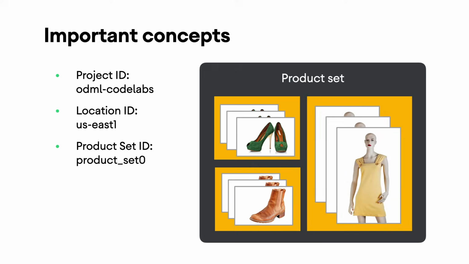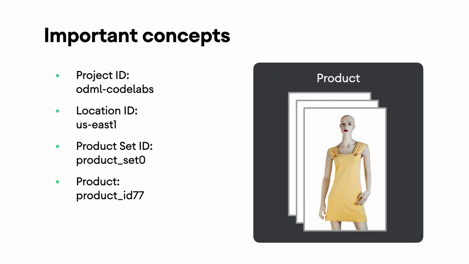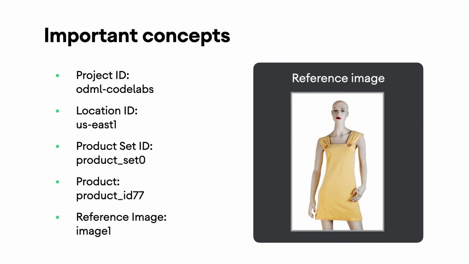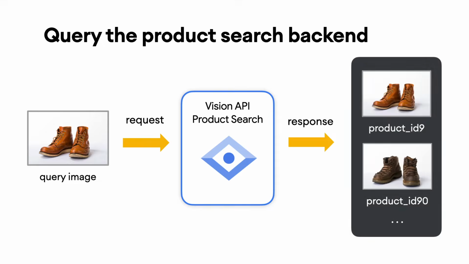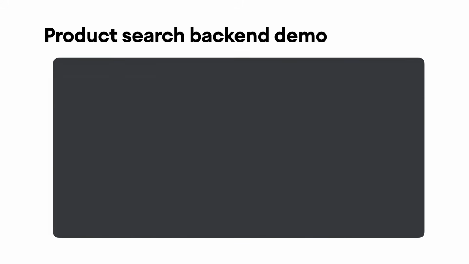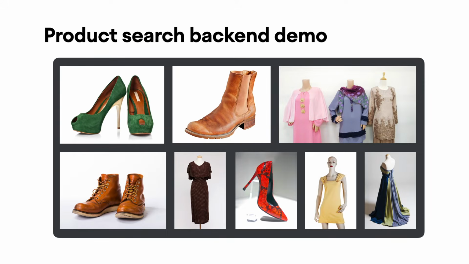A product set is a simple container for a group of products. A product catalog can be represented as a product set and its products. A product: after you have created a product set, you can create multiple products and add them to the product set. Reference images are images containing various views of your product. For example, you can add two reference images for a dress, one taken from the front and the other taken from the back. Reference images are used to search for visually similar products. Once you have created your product set and it has been indexed, you can query the product set using the Cloud Vision API.